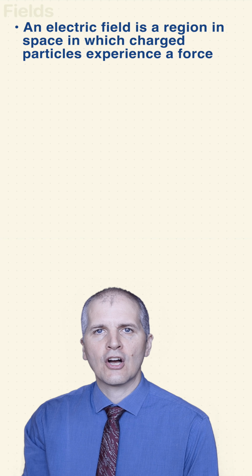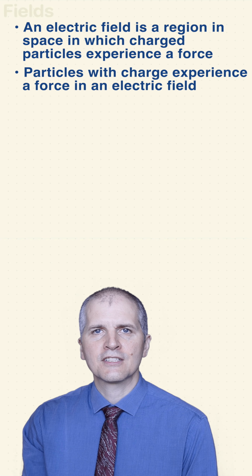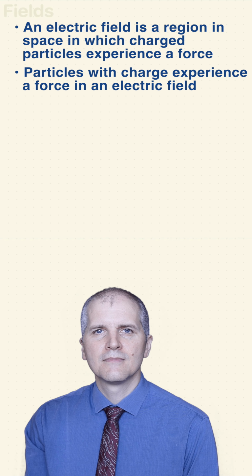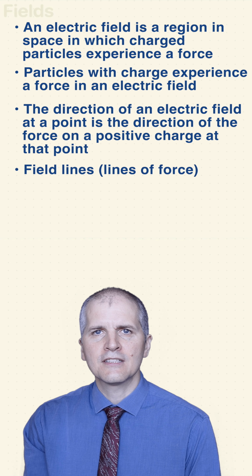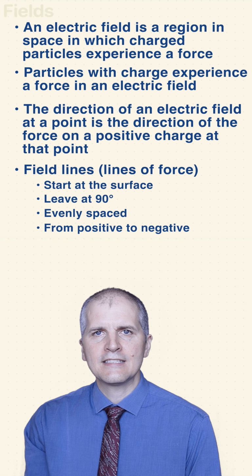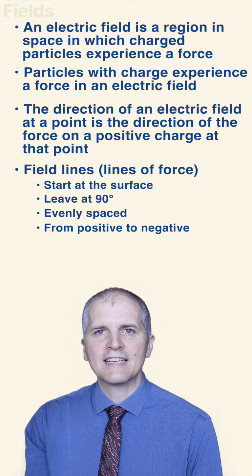This is a good place to summarize what we've found so far. An electric field is a region in space in which charged particles experience a force. Charge is the property of a particle, meaning that it will experience a force in an electric field. The direction of an electric field is the direction of the field lines, the lines of force. And to visualize an electric field, we draw field lines where they leave the surface at 90 degrees. They are evenly spaced. They travel from positive to negative, which means we should put an arrowhead on them.